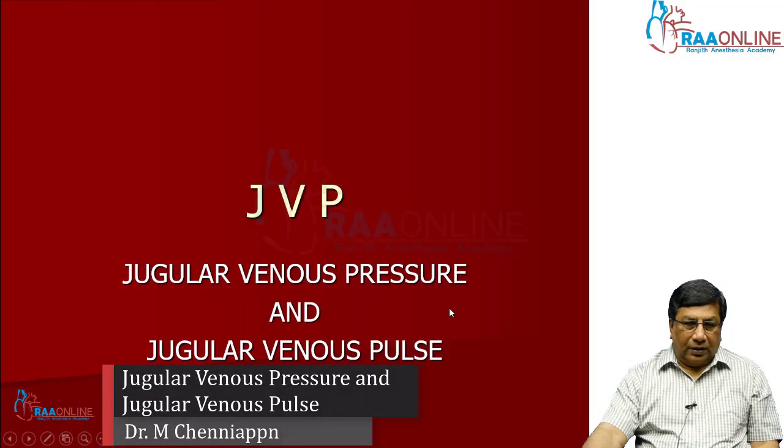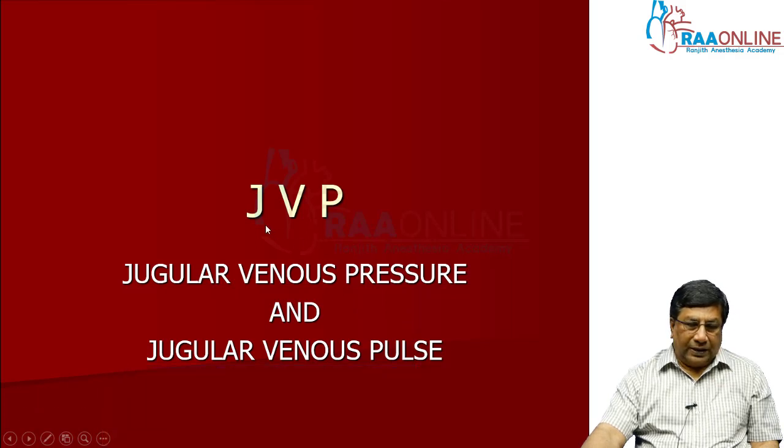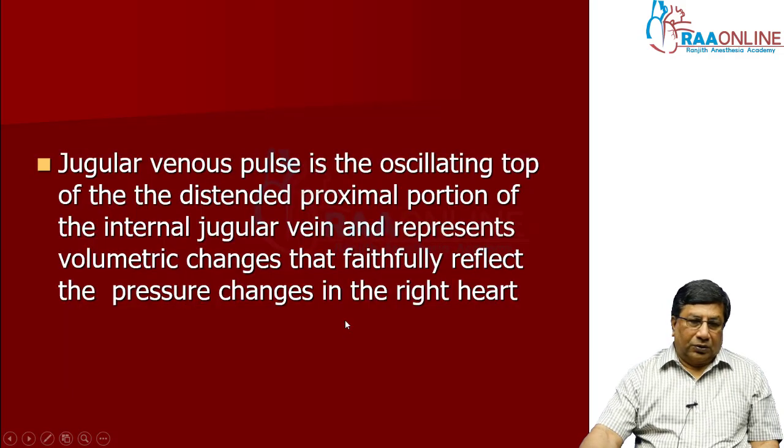So now we are going to see jugular venous pressure and pulse. Whenever we say JVP, it means jugular venous pressure as well as the pulse. So the jugular venous pulse is an oscillating top of the distended proximal portion of the internal jugular vein, especially the right internal jugular vein. And why is it important?